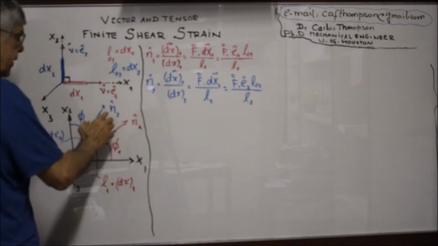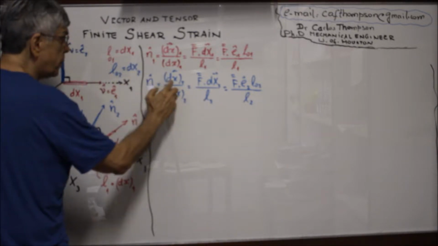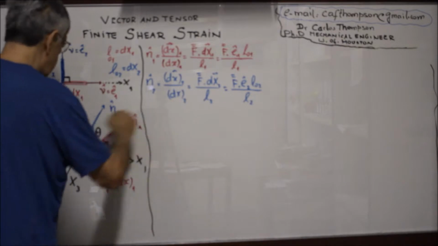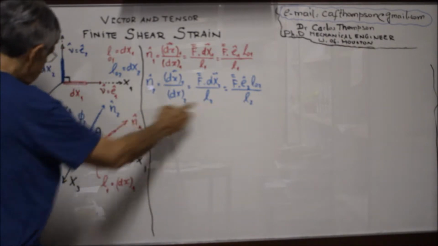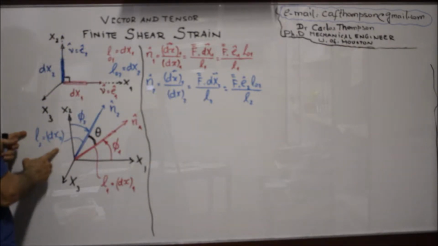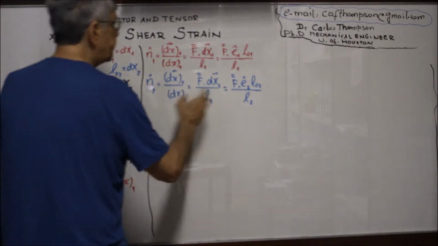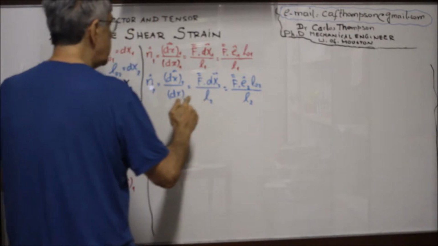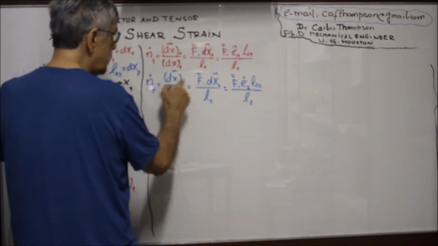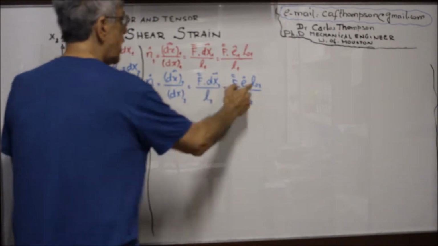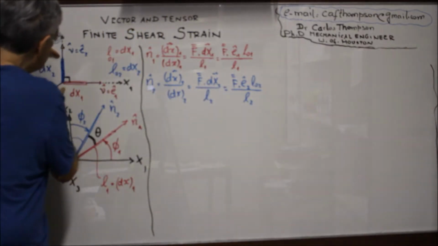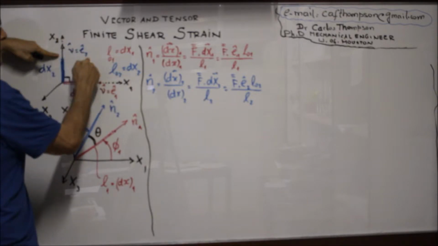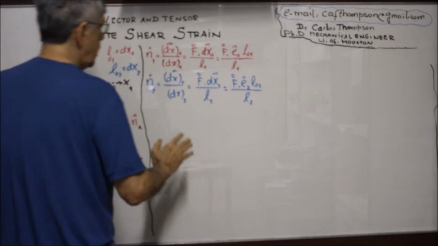Now, let's come to the unit vector n2. The same: n2 is the deformed vector dx2 divided by the size of dx2, which is the length L2. This vector dx2 is equal to F dot capital dX2, and capital dX2 is the length dX2 times the unit vector e2.